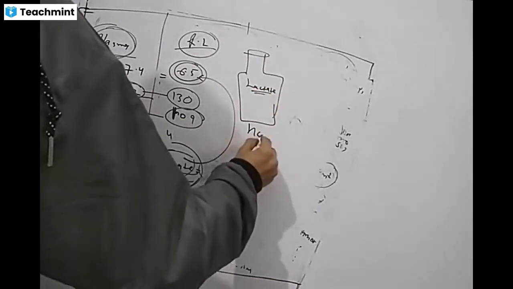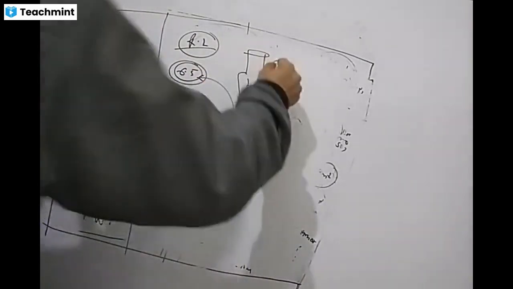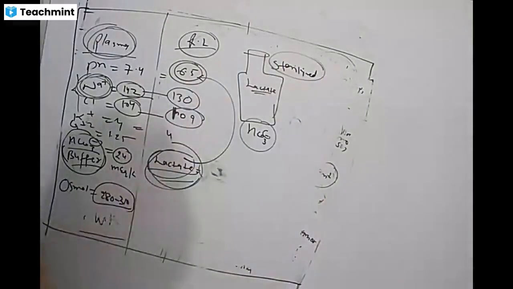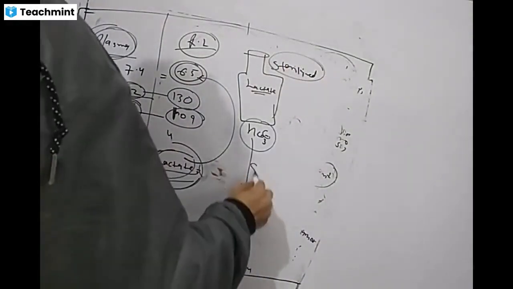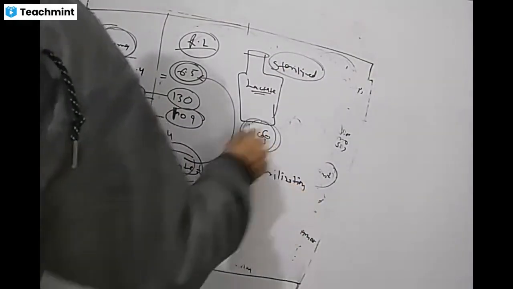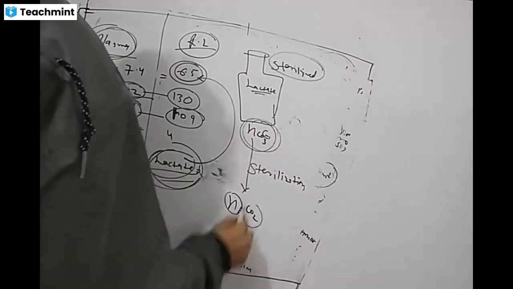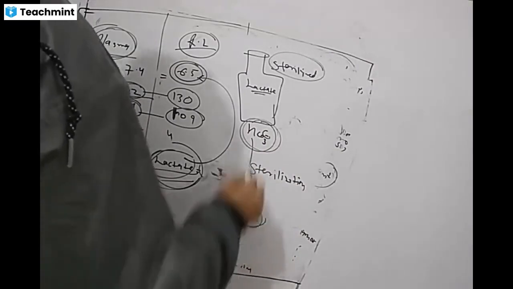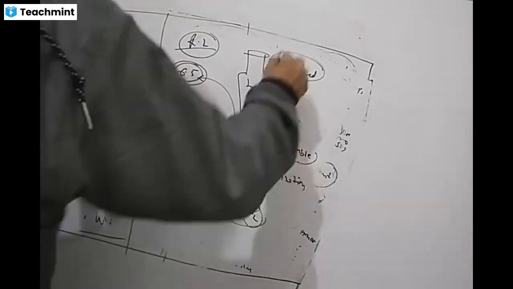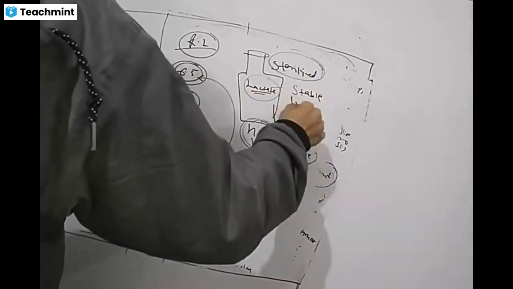Why not bicarbonate? These fluids are already sterilized fluid. So when they go for the sterilization of this fluid, then this bicarbonate will break down into CO2 and H2O. So this bicarbonate is unstable. That's why they are using lactate, which is a stable buffer.